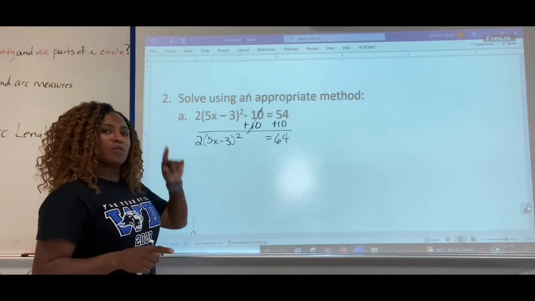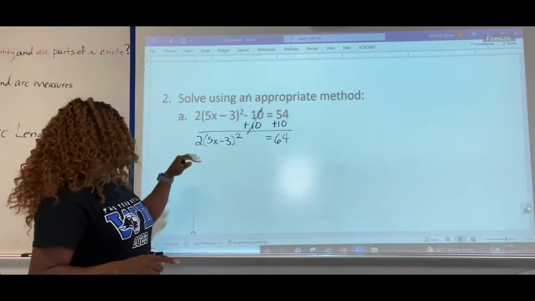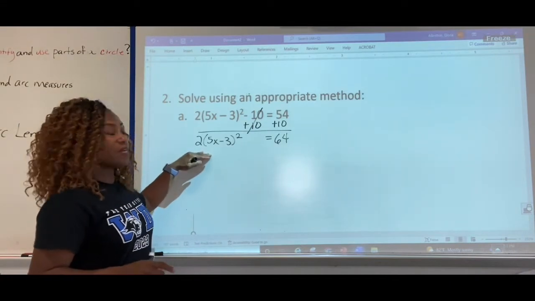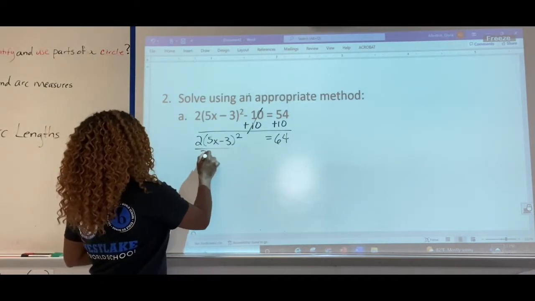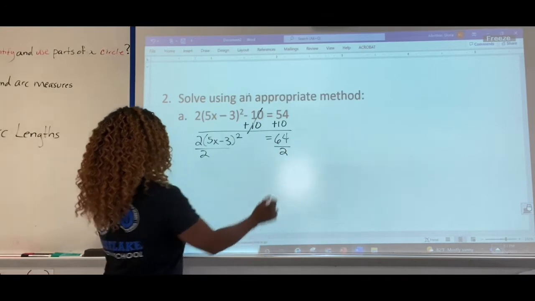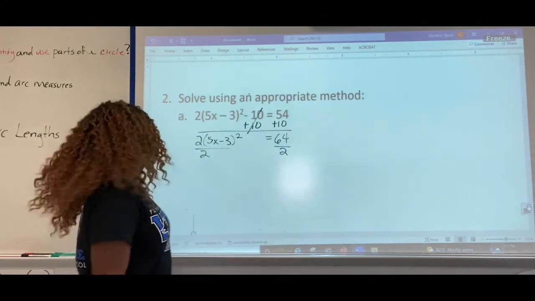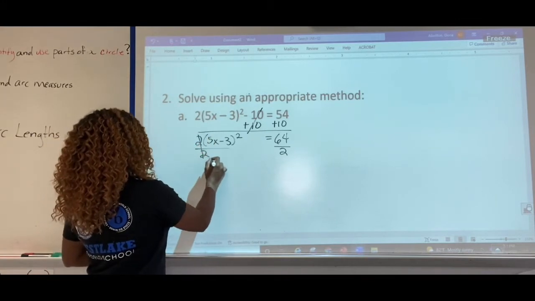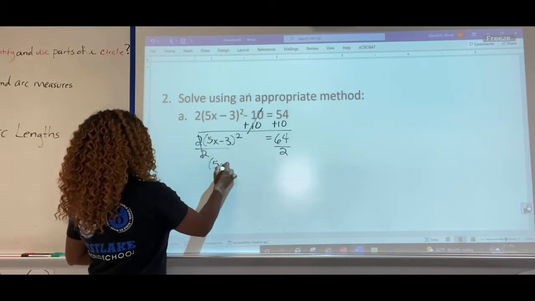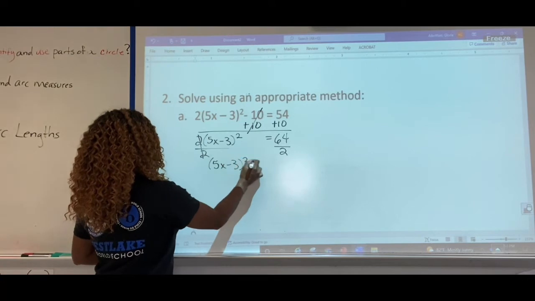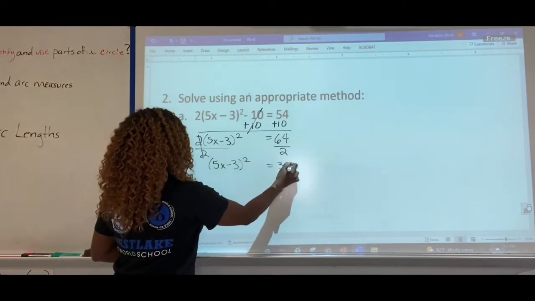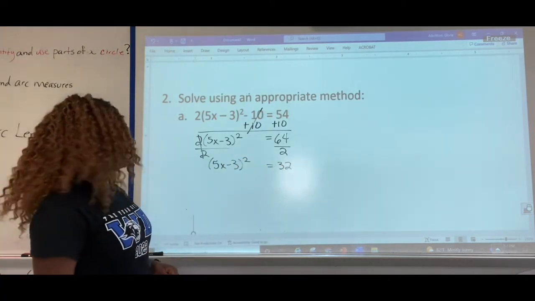Okay, now I'm gonna go ahead and eliminate this coefficient too, the same way I did on part 1A and B when I divided both sides. So I'm gonna divide by 2 here and here. Remember, whatever you do to one side of the equal sign, you have to do to the other side. This cancels. I'm gonna bring down my (5x minus 3) squared. And here I'm gonna get 32, because 64 divided by 2 is 32.